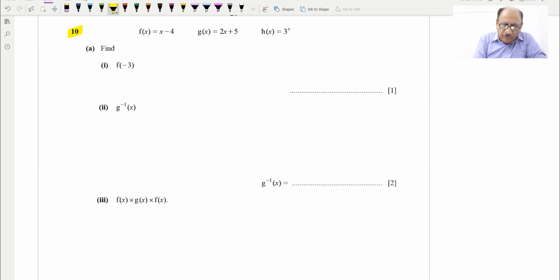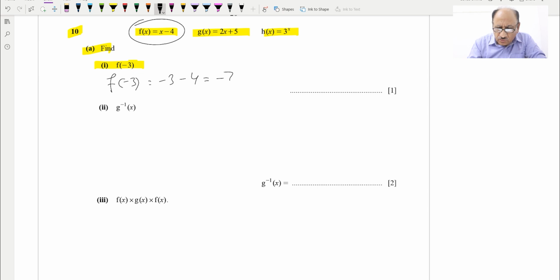Question number 10. f of x, g of x, and h of x are given. A part, find f of minus 3. So we will be replacing x with minus 3 in f of x. So we can write f of minus 3 basically will be equal to minus 3 minus 4, which is equal to minus 7. So minus 7 will be the answer for 1 mark.